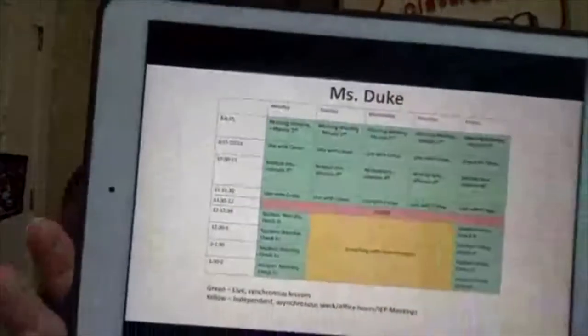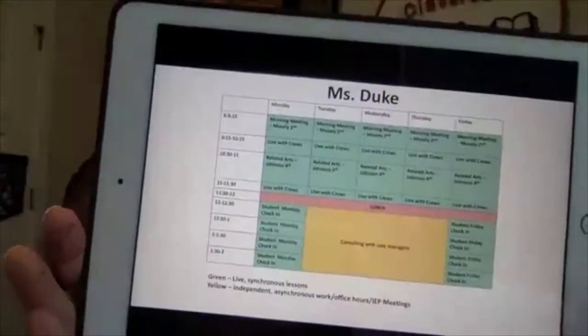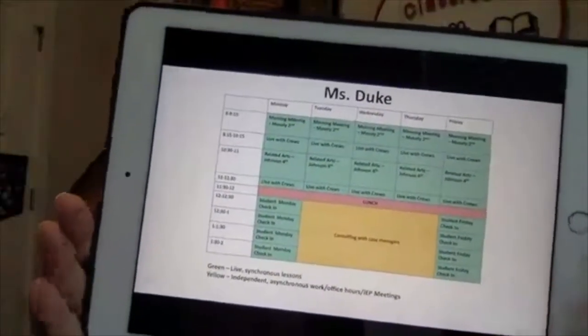So this schedule has the para on live with me, going to related arts, and doing a check-in, check-out. So my check-in, check-out system has the pairs checking in on Monday, seeing how things are going, and then checking out again on Friday to see how the week went. And then you can see I made student schedules.